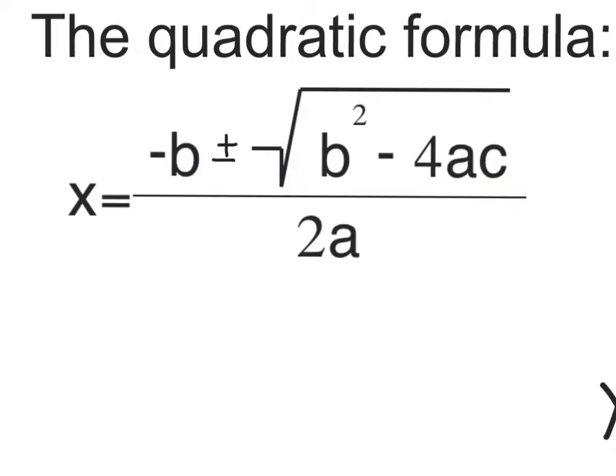Negative b plus or minus the square root of b squared minus 4ac divided by 2a. See, I can say it without even thinking about it.